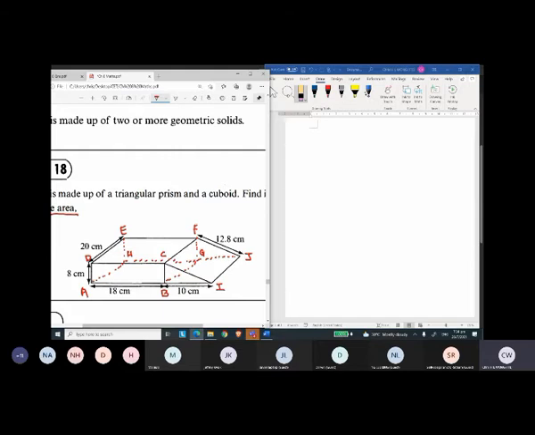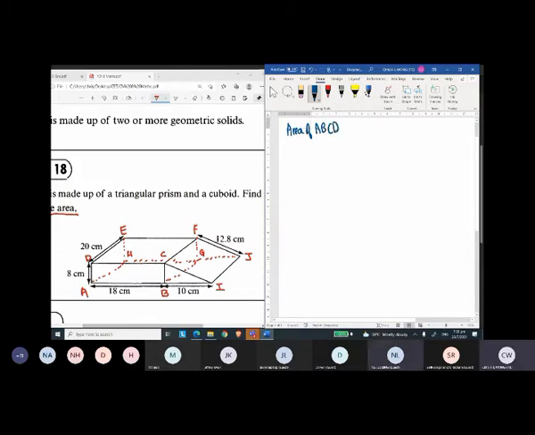Now let us do the first one. I am going to do the area of A, B, C, D first. Find the surface area of A, B, C, D. Can you give me the figure? 8 times 18. Very good. Answer, please.